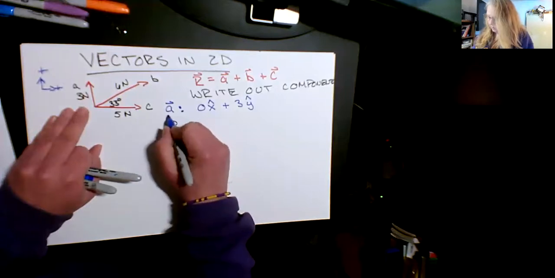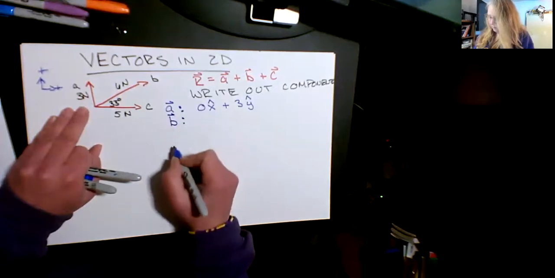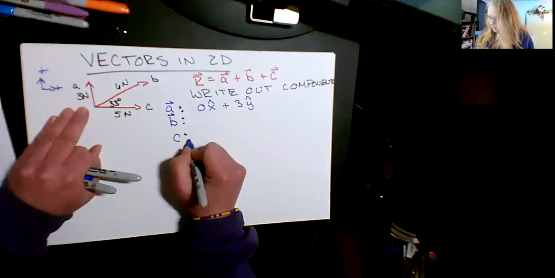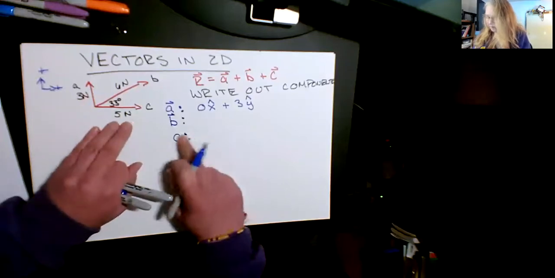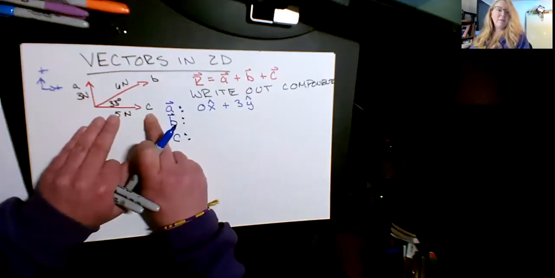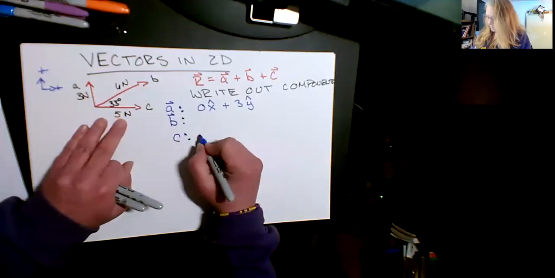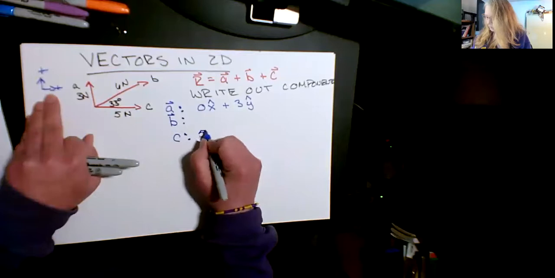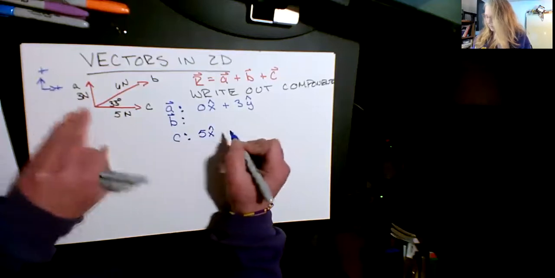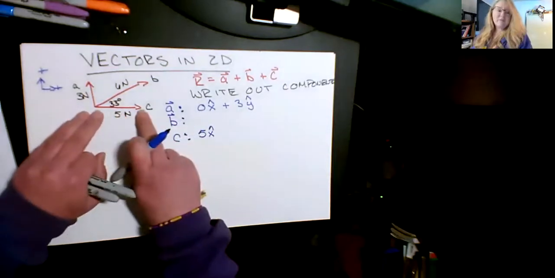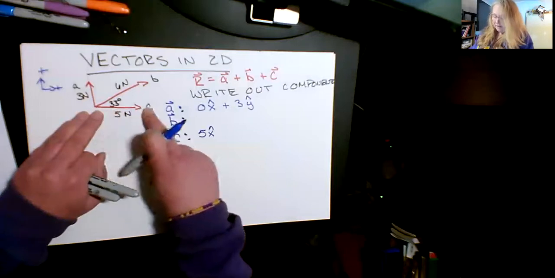B, let's leave that one there for now. We'll come back to it. And then C, let's see. I have something in the X now. This is my X axis. So let's see, if I define that as positive, I have 5 in the X hat. And again, this one's flat. This is all on the X axis.